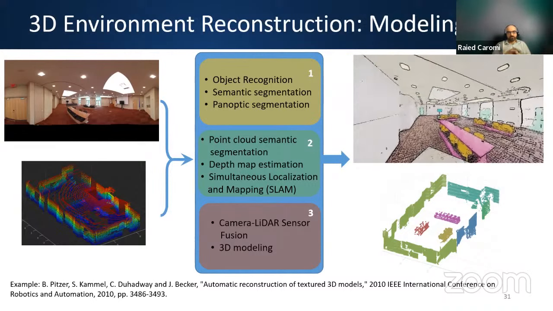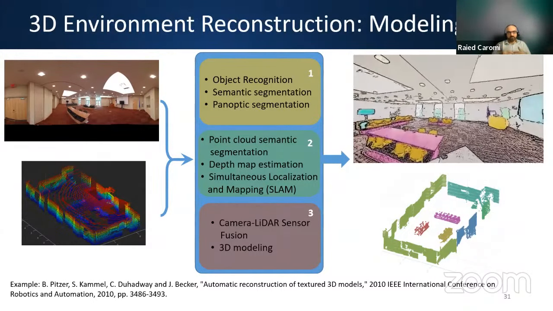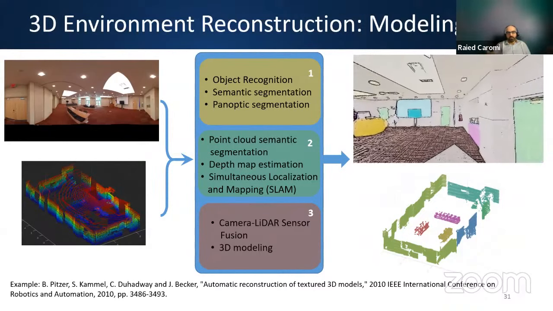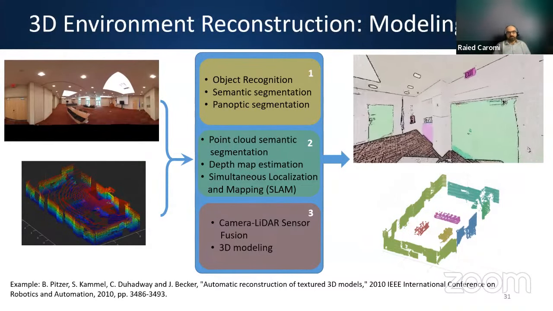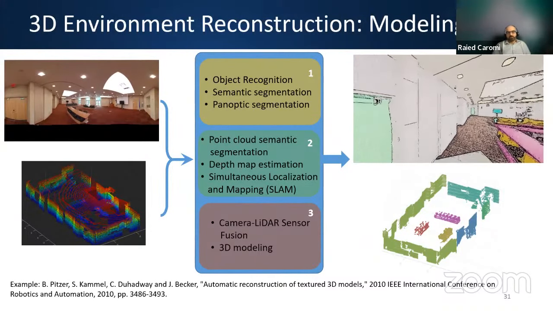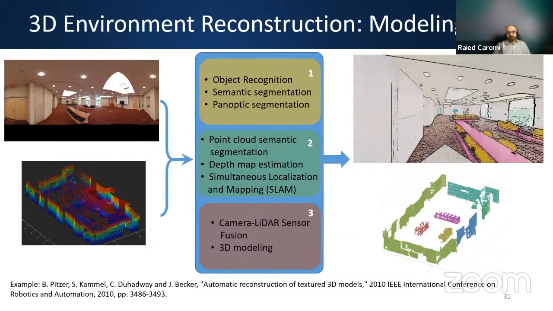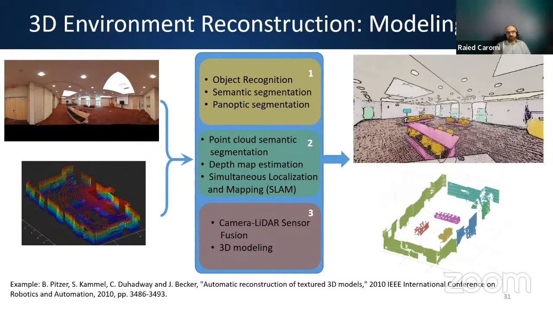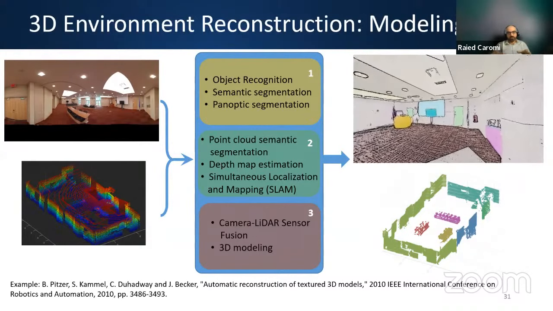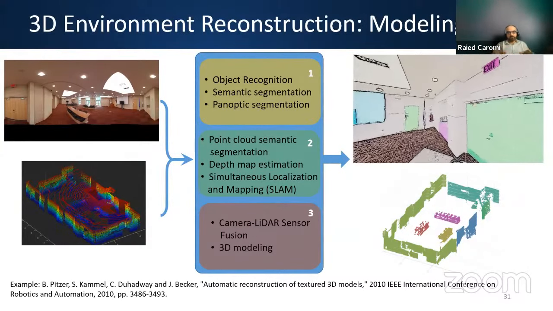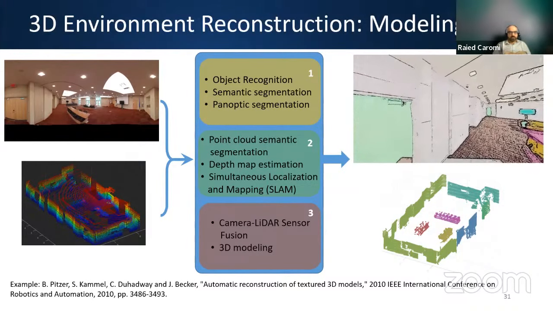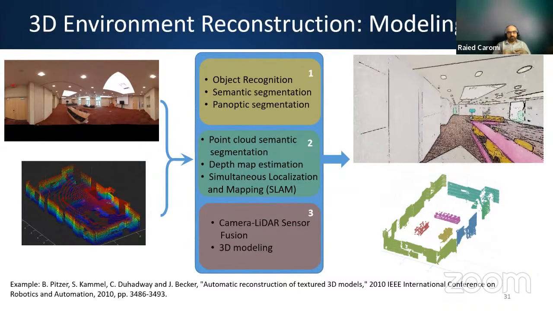So the first subproblem that is obvious is the object recognition in the environment. Also possibly semantic segmentation. And maybe a better option would be panoptic segmentation, which is a combination of instance segmentation and semantic segmentation, because sometimes you don't only want to know what object is segmented, but if there is more than one object, you need to know which object is which in the environment.